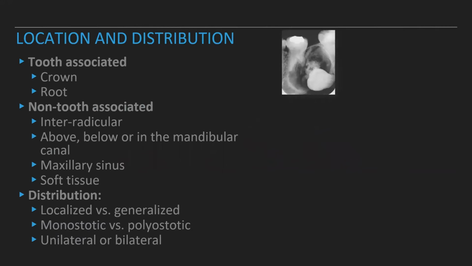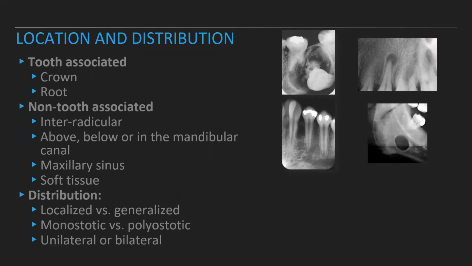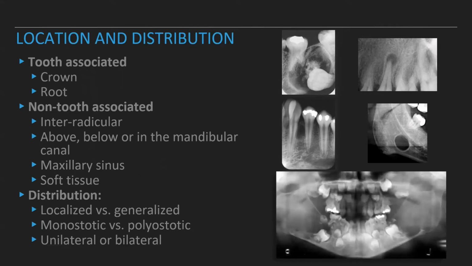So the tooth association: is it associated with the crown like a CEOT? Or is it associated with the root like a rarefying osteitis? Is it intraradicular like a lateral periodontal cyst? Is it below or above the IAC, which kind of defines if it's odontogenic above the IAC, or below, which would be non-odontogenic. Right here, you see a nice Stafne defect. A lot of people might think this is a cyst, but this is what we'd call a pseudocyst, and it's just a defect depression on that mandible. Is it localized or generalized, monostotic, affecting one area, or polyostotic, affecting multiple bones? Is it unilateral, bilateral? Here you see a nice case of cherubism.